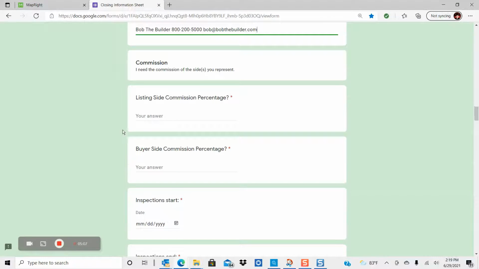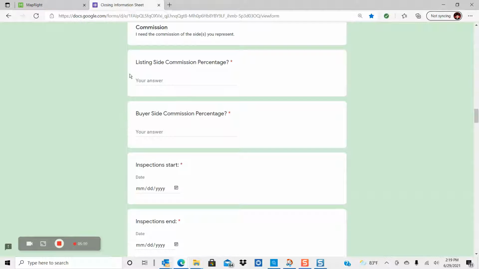And now we're getting to the good stuff. How are you going to get paid? What is the listing side commission percentage? So if you have a 7% total and you agreed that the cooperating broker compensation was 3%, then the listing side would be 4% and the buyer side would be 3%.